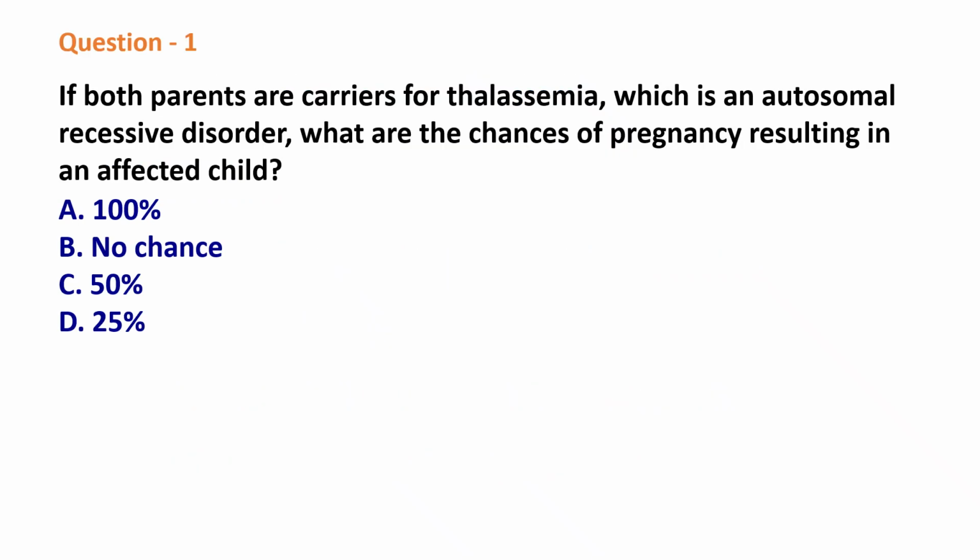Question 1. If both parents are carriers of thalassemia, which is an autosomal recessive disorder, what are the chances of pregnancy resulting in an affected child? Options: 100%, no chance, 50%, 25%. The correct answer is 25%.